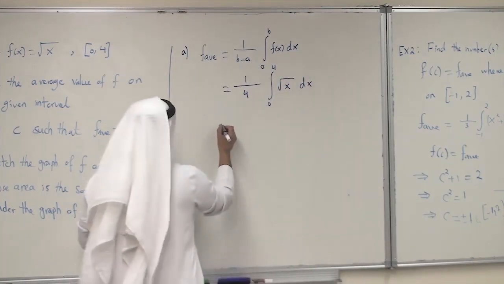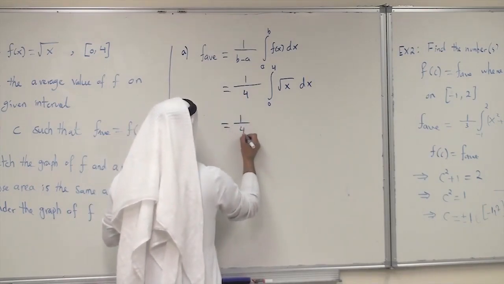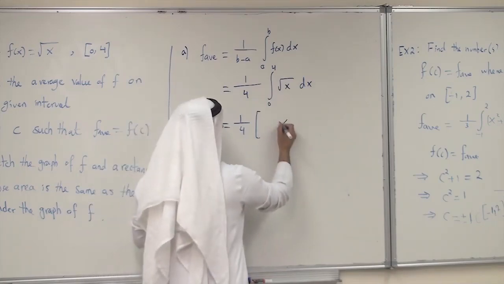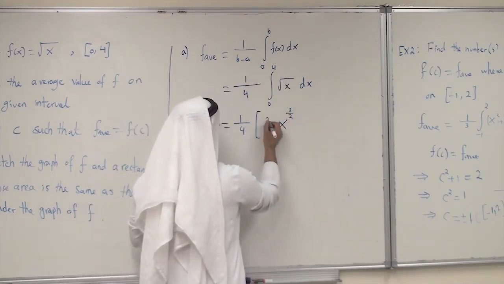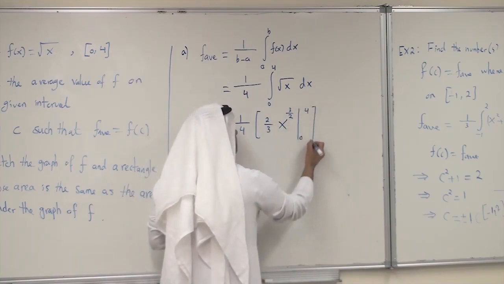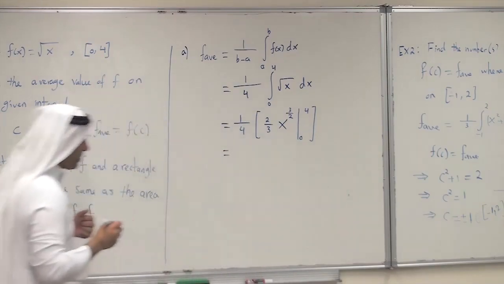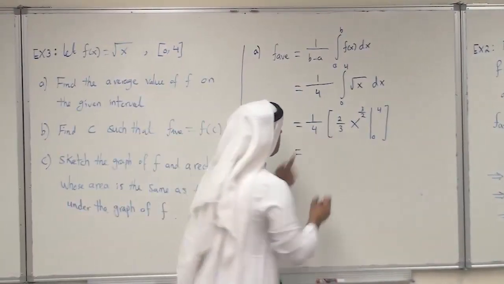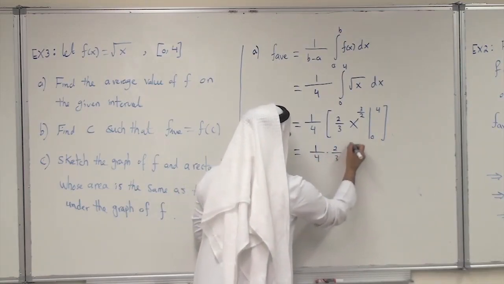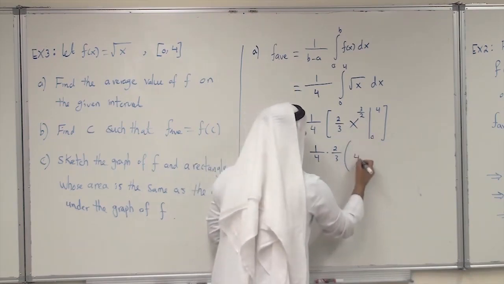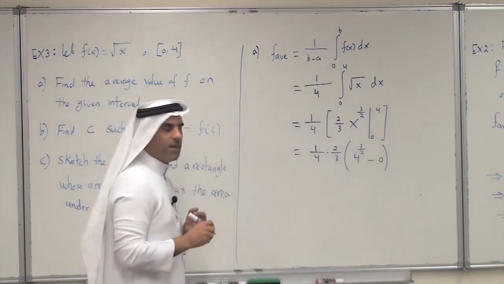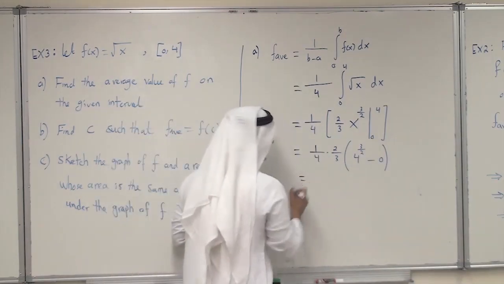Okay, fine. This is equal to what? It's 1 over 4 times, now let us integrate and then substitute. We have x to the power 3 over 2 times 2 over 3 evaluated from 0 to 4. If you take the constant out, this is 1 over 4 times 2 over 3, and then we evaluate at 4, this is 4 to the power 3 over 2 minus 0. At 0, it's equal to 0. Good.